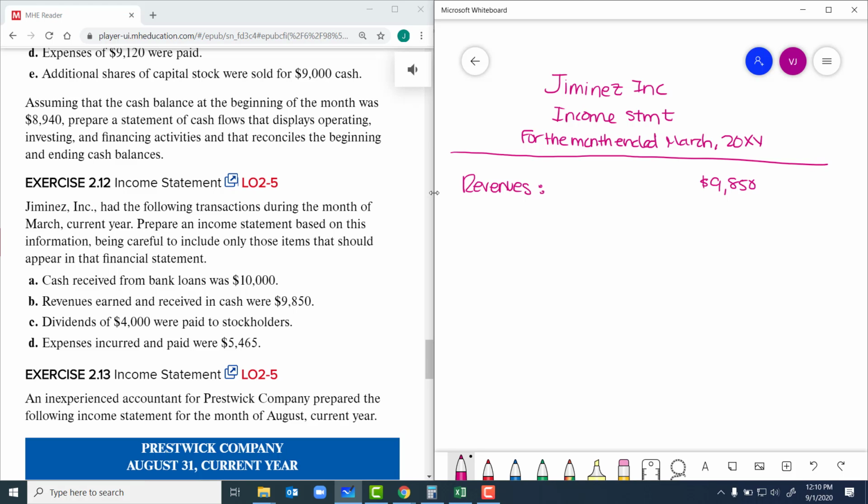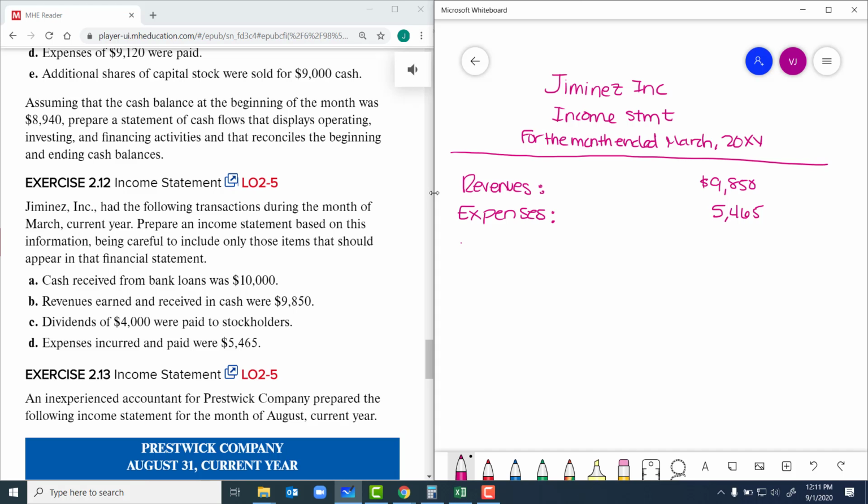And then D, expenses incurred and paid were $5,465. So that's expenses, $5,465, and again, even if the expenses weren't all paid, as long as they are incurred, you record that expense on the income statement. Later on, obviously, we're going to have more listed under revenues and expenses. There's going to be a long list of expenses. Here we're just summarizing and doing a general subtotal of expenses. But for our purposes for this chapter, we're just trying to get the main idea behind this.